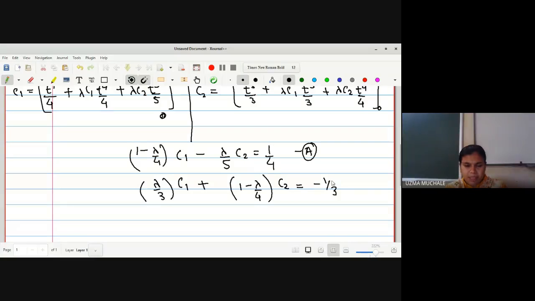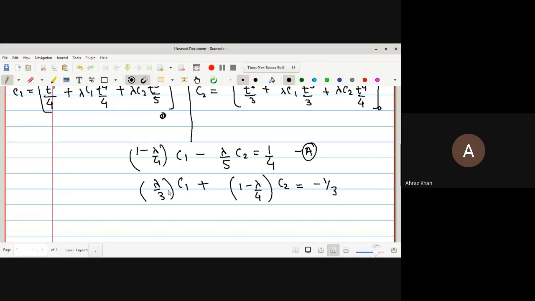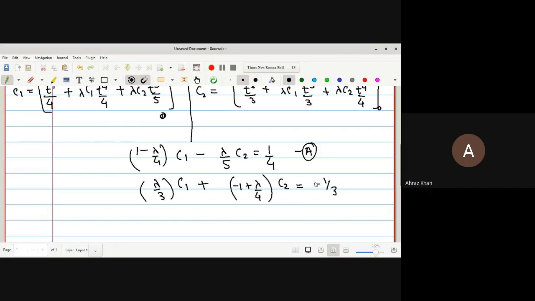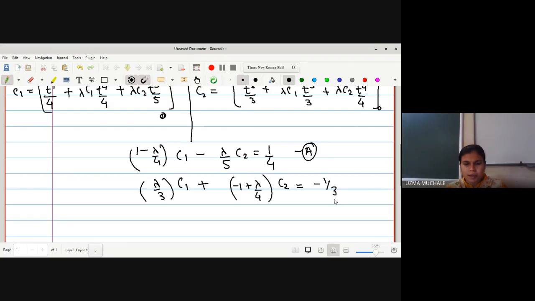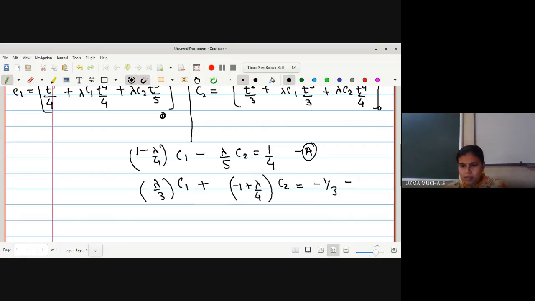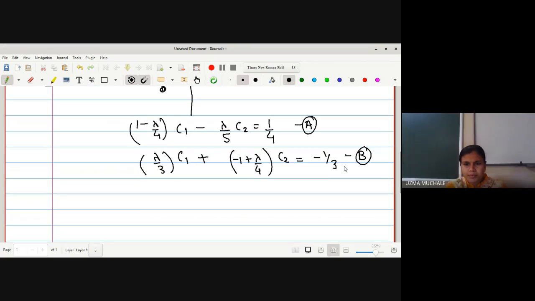Okay, please repeat the second equation. Lambda upon 3 into C1 plus C2 into lambda upon 4 minus 1. Acha. Yes, it's right then. It is equal to minus 1 by 3. Yes, ma'am. Okay, fine. This is what our second equation. I hope everyone completed up to this one.